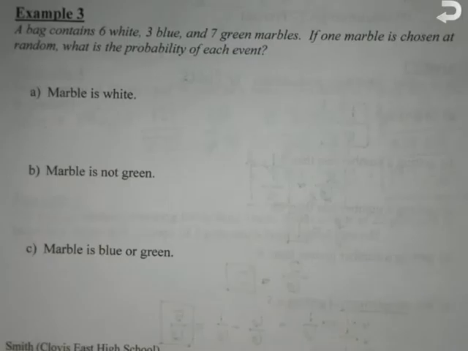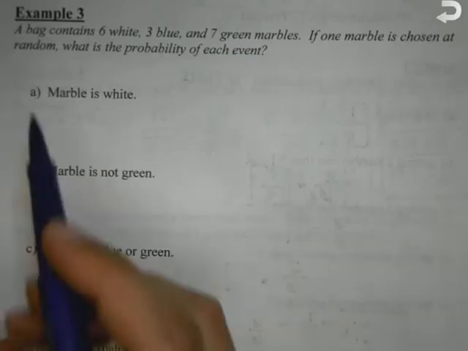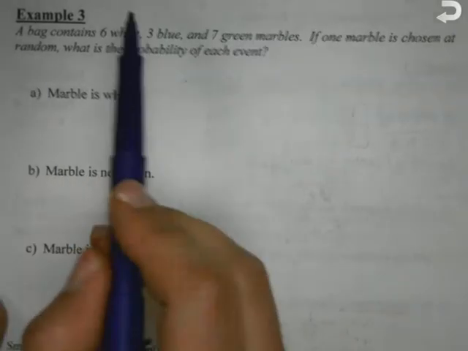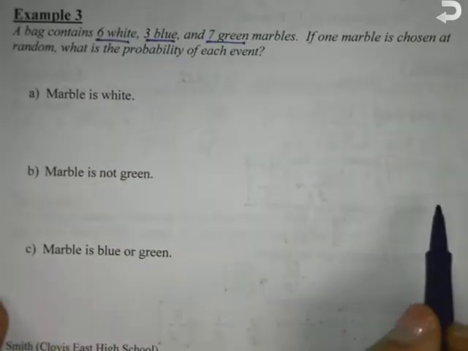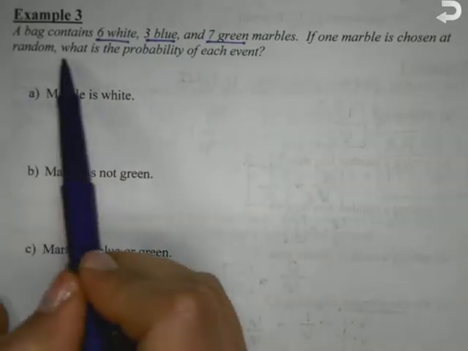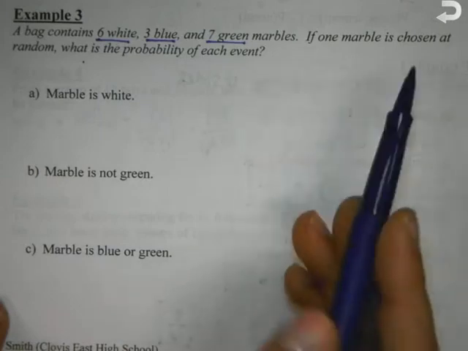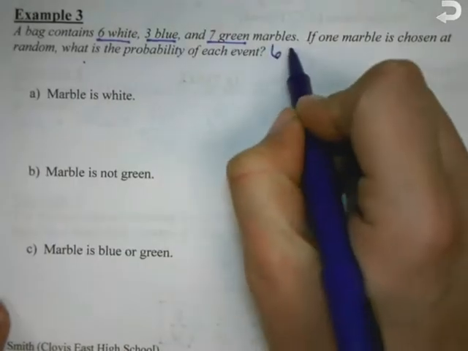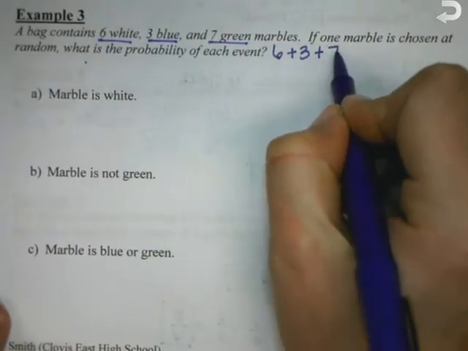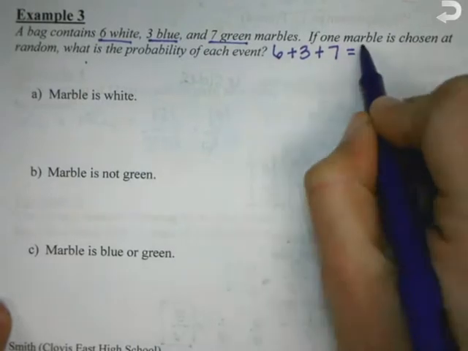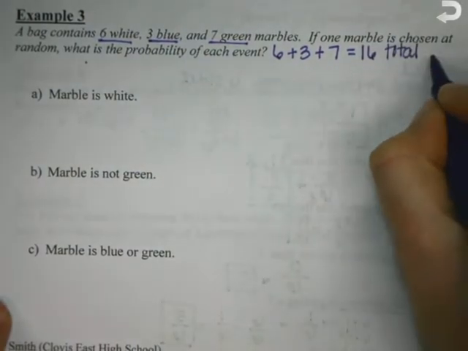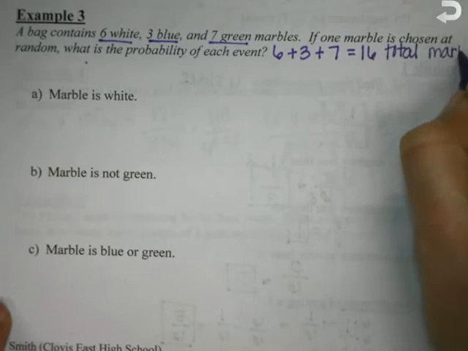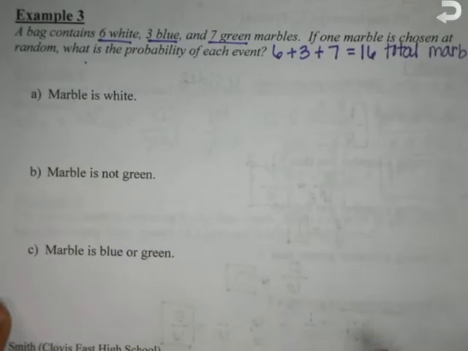Okay, example 3, we have a bag that contains 6 white, 3 blue, and 7 green marbles. 1 marble is chosen at random. What is the probability of each event? So if we have 6 white, 3 blue, and 7 green, that means we have 16 total marbles. So that is going to end up being our total possibilities here.